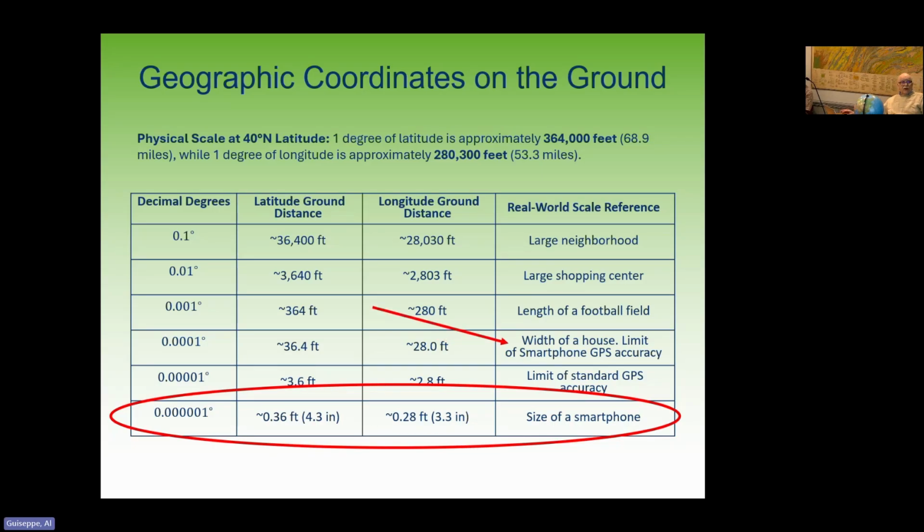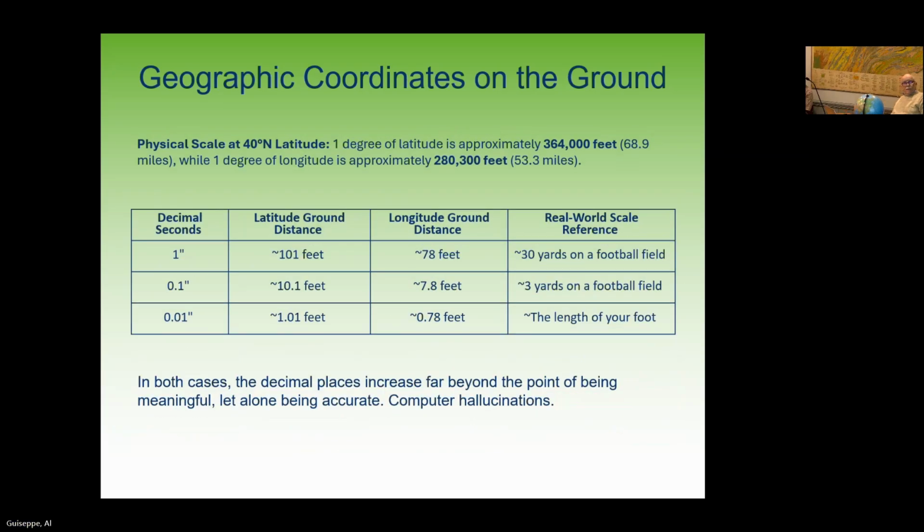So now the next one, decimal seconds. 1 second is 30 yards on a football field. How far is it if you're not on a football field? I don't know. 100 by 78 feet. So I point that out. 0.1 decimal seconds is 3 yards. 0.01 decimal seconds is about the size of your foot. So anyway, you can get down to where you can do 2 decimal seconds.